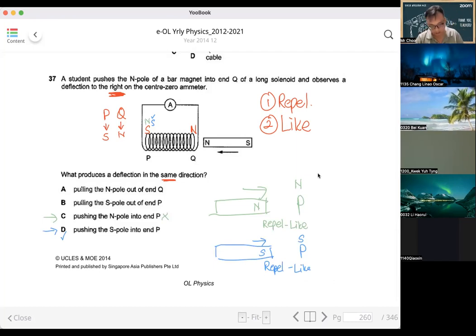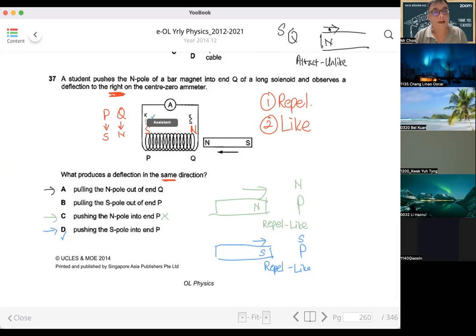Let's do A. I'm starting to get confused already. If we pull the north pole out of Q, this is Q. We pull the north pole out of Q. To oppose the pulling away, you need to attract. So to attract, you need to have unlike pole. So Q will be south. So wrong. Clear so far?